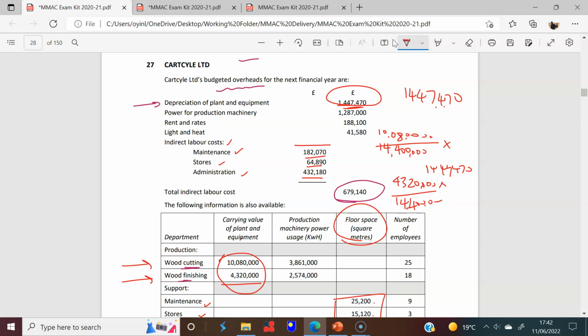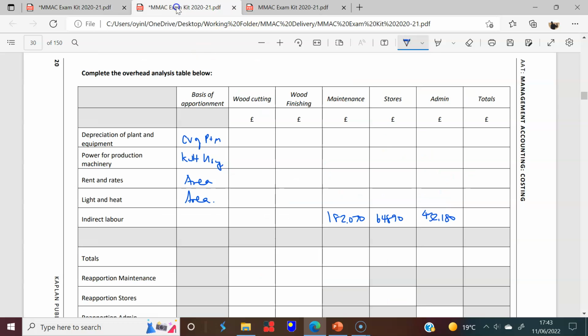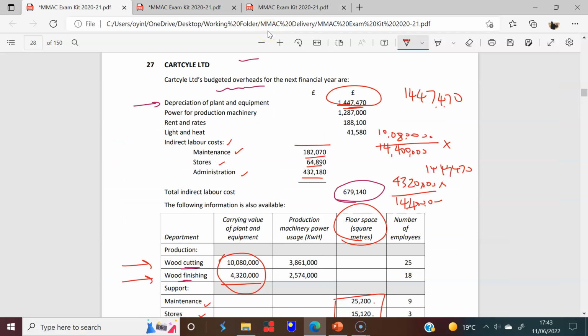So let's do that. We have 10,080 divided by 14,400 times 1,447,470, and I have 101,329, and then I will do exactly the same thing again here just to test it.